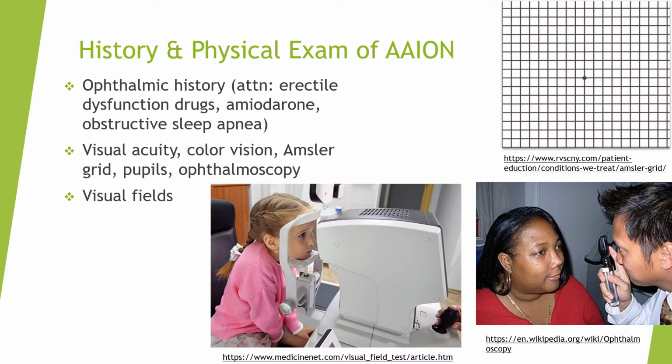Physical exam, we can check the visual acuity, color vision, as well as the Amsler grid. This is demonstrated in the top right picture there. If on any point of the grid the lines are wavy or discontinuous, this signifies a problem. And also look at the pupils and test for RAPD with the swinging light test, as well as ophthalmoscopy. Make sure to do a fundoscopy as well.